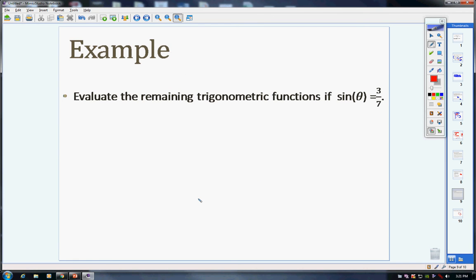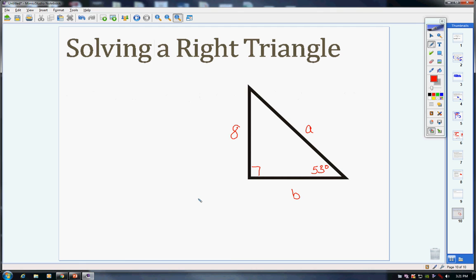Okay, I got my slides out of order, so we'll do this one and then I'll come back and go to the last one. So, solving a right triangle. What I'm basically trying to do when I'm solving a right triangle is find all the missing parts. Triangles have two kinds of parts: they have angles and they have sides. So, we don't know what this angle is yet. We will momentarily. We don't know what this side is, the hypotenuse, or what the measure of this leg is.